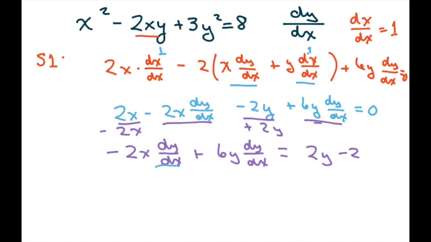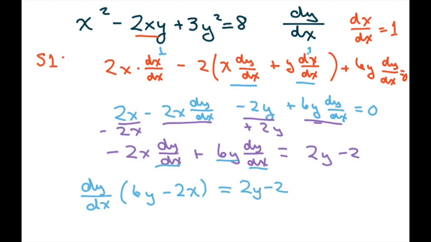Now we're going to factor out the derivative of y with respect to x. So derivative of y with respect to x, and then that's going to be negative 2x plus 6y. And then that's going to equal, and I'd rather rewrite this as 6y minus 2x. I don't like to lead with the negative, so I'm going to put it first. 6y minus 2x equals 2y minus 2x. Now all you do now is divide both sides by 6y minus 2x.